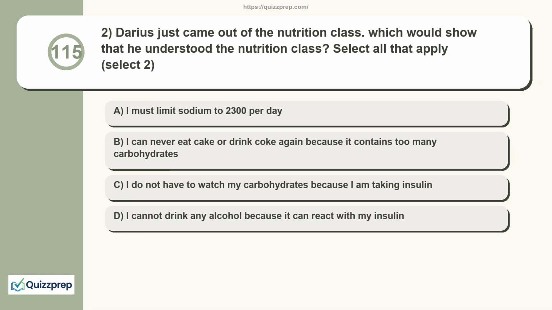Question 115. Darius just came out of the nutrition class. Which would show that he understood the nutrition class? Select all that apply. Select 2. I must limit sodium to 2,300 per day. I can never eat cake or drink Coke again because it contains too many carbohydrates. I do not have to watch my carbohydrates because I am taking insulin. I cannot drink any alcohol because it can react with my insulin.